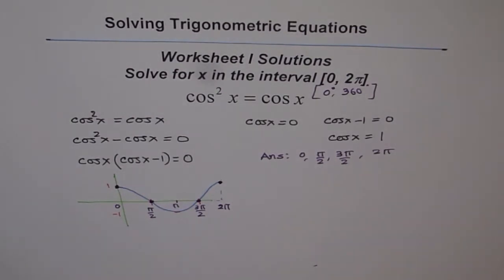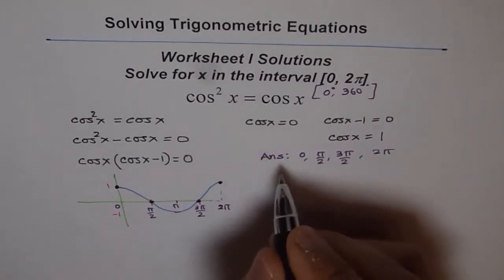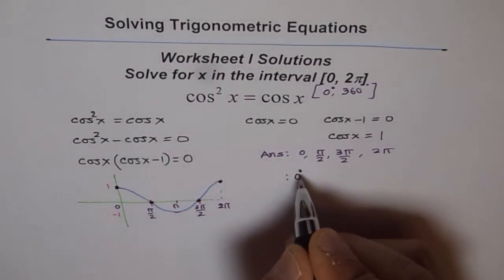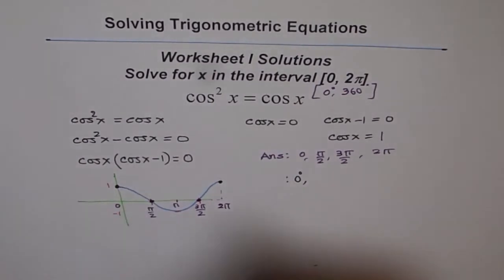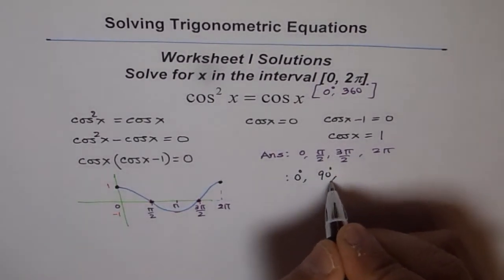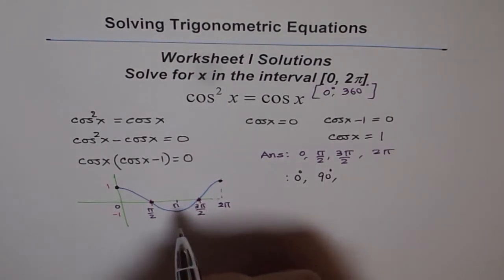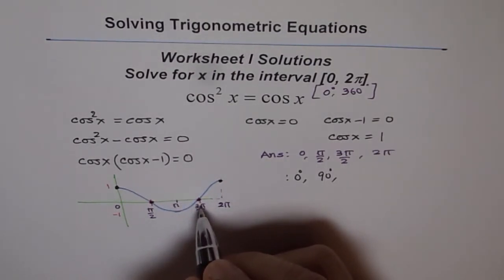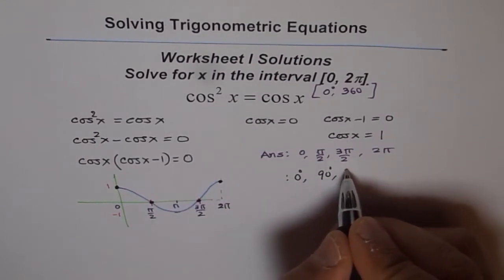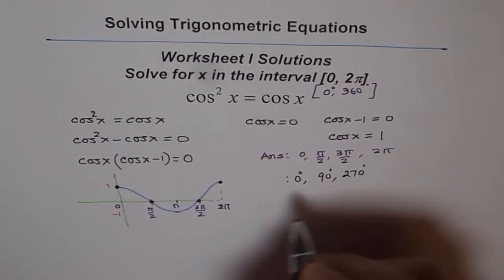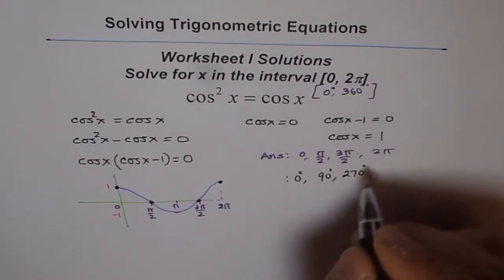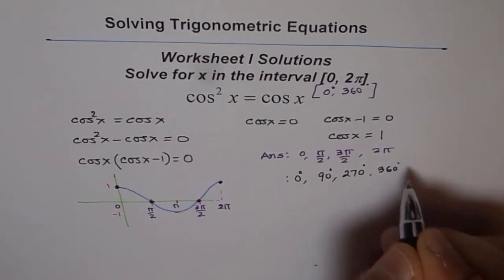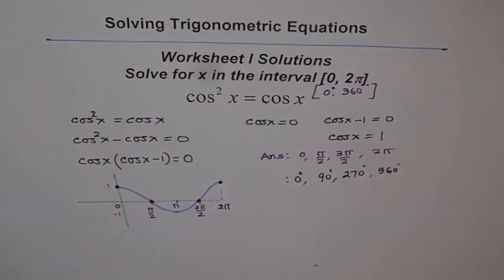And if you write these answers in degrees, then also you know what the answers are. So in degrees, the answers are 0 degrees, and then 90 degrees for you, and that is 270 degrees, and then 2 pi, which is 360 degrees. So these are all the possible solutions for the given equation cos square x equals cos x, correct?